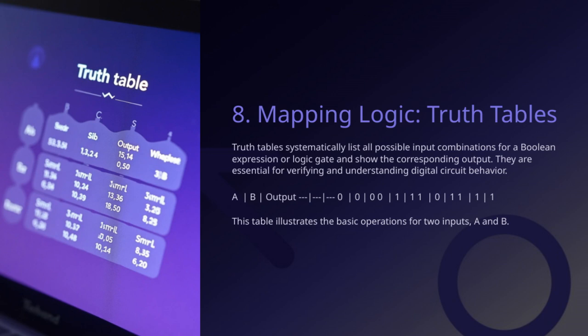The key point here is that truth tables help us verify and understand how digital circuits behave. They provide a clear, organized way to see how different inputs influence the output, which is essential when designing or troubleshooting digital systems. So, in essence, truth tables are foundational tools that help us map out and confirm the logic behind digital operations, ensuring everything functions as intended within our circuits.